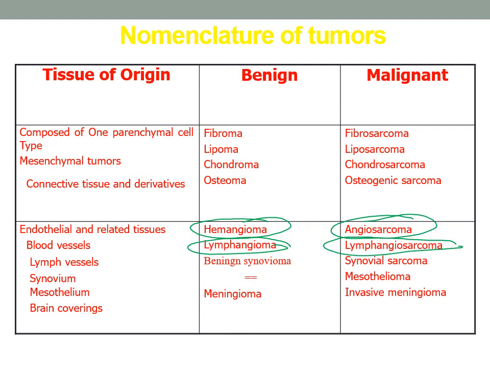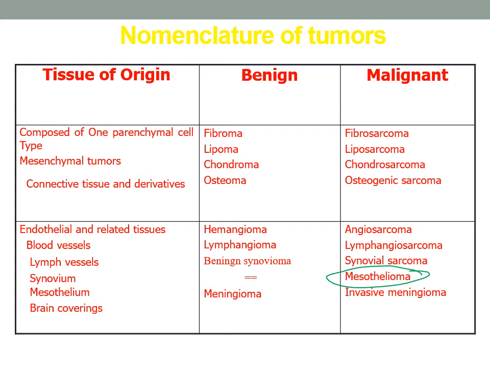While in synovium, we'll have synovioma and synoviosarcoma. Remember, mesothelium doesn't have benign, so they only have malignant. We said these are malignant which have nomenclature resembling benign. These are mesothelioma. While covering of the brain, such as meninges, in benign they will be named as meningioma, while in malignant they will be named as meningiosarcoma or invasive meningioma.